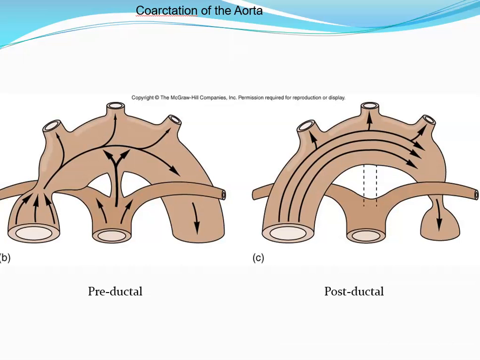And this illustrates the two. Preductal, the narrowing is before the aortic arch, and the lower pressure in the arch keeps the ductus arteriosus open. Postductal, it's after the ductus arteriosus. This results in very high pressure in the aortic arch, but that pressure is enough to close off the duct.